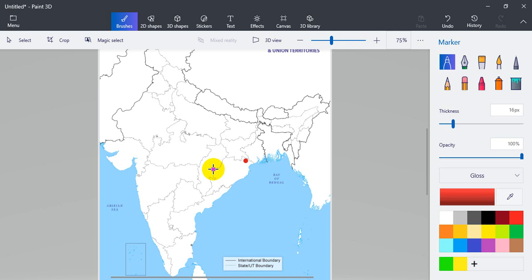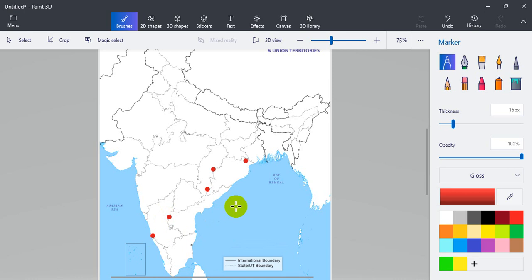Okay. Now just move to the southern tip of Chhattisgarh, and this is Bailadila, the Bailadila mines of Chhattisgarh. Then you can see this curved part of Karnataka. This is the Bellary mines of Karnataka. And then just move diagonally towards the western part of it, and this is Kudremukh mines.